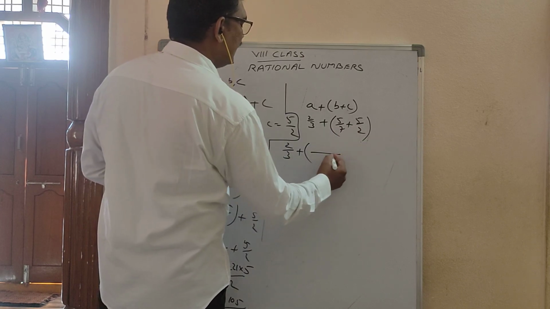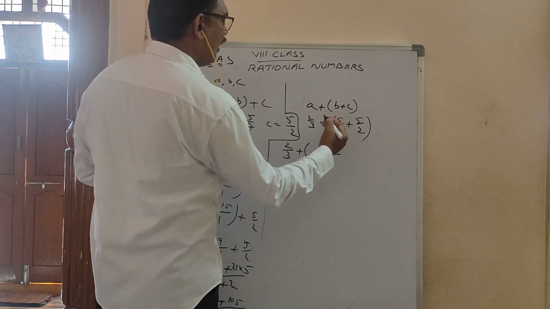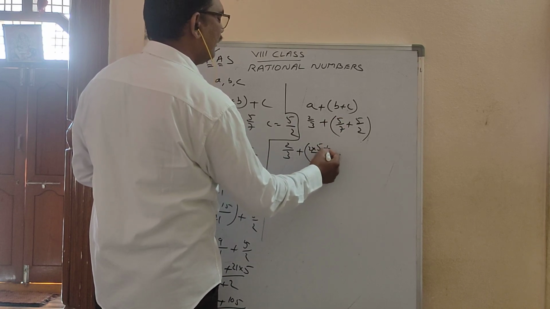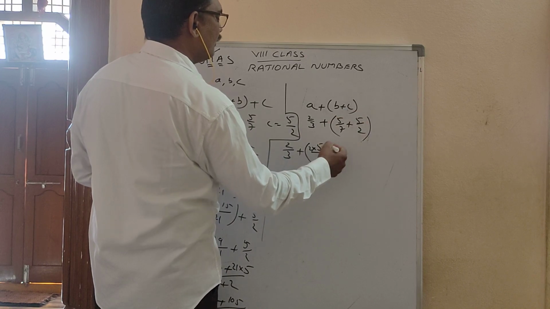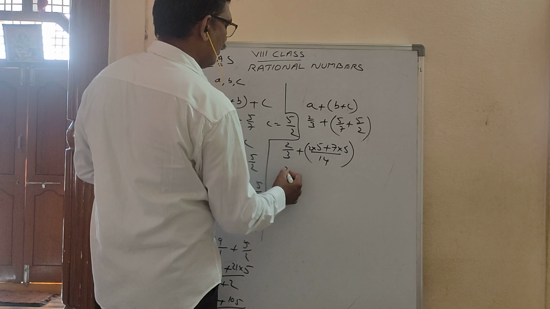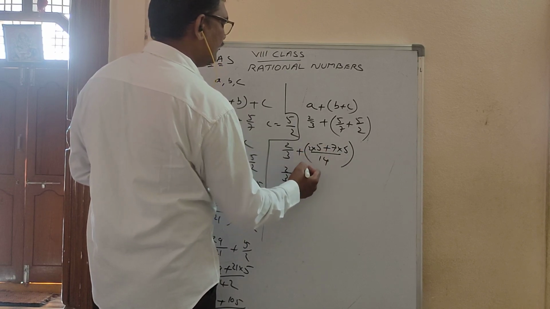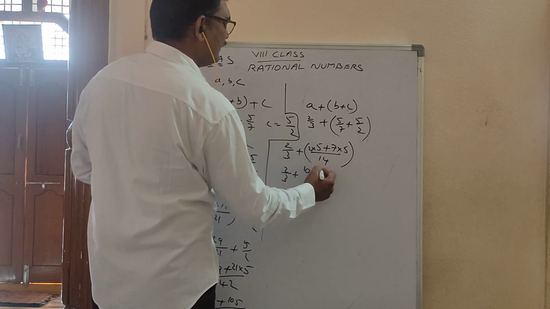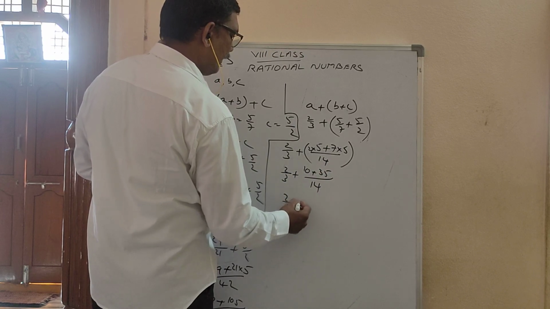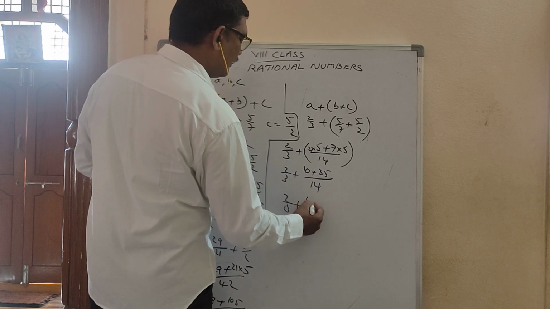7 and 2, the LCM is 14. 7, how many times will it go? 2 times it will go. What is its numerator? 5. 2, how many times will it go? 7 times. What is its numerator? 5. 2 by 3 as it is. 2 5s are how much? 10. 7 5s are how much? 35 by 14. 2 by 3 plus, 10 plus 35, how much?